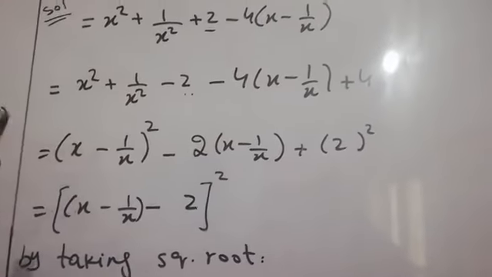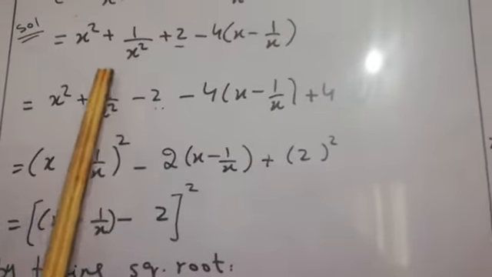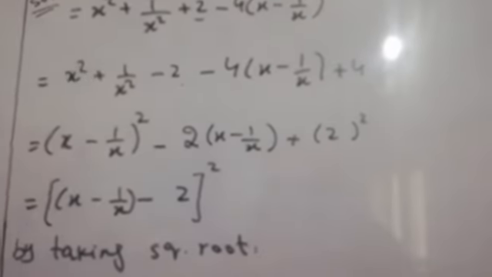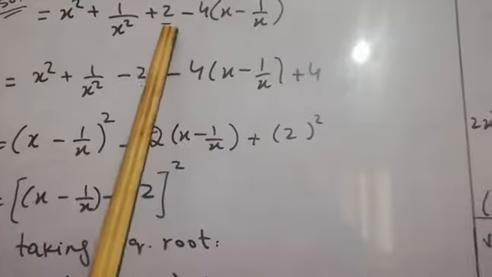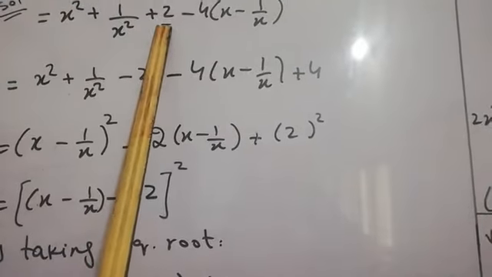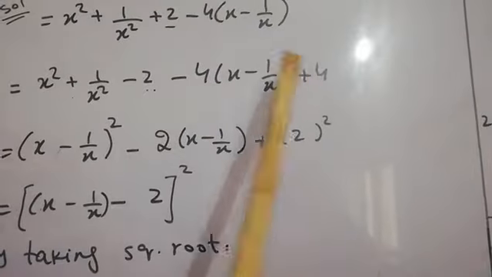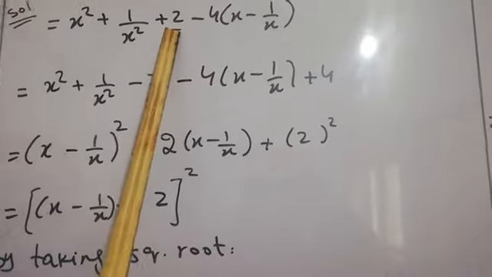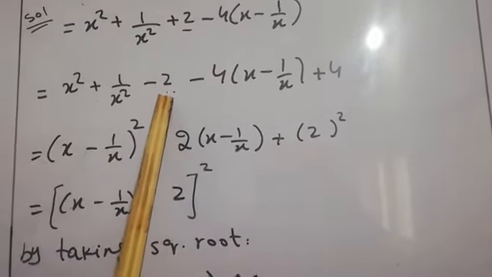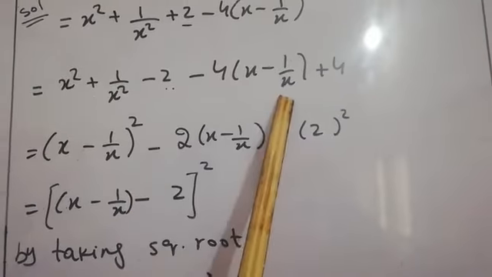Now dear students, we will make this into the form of a formula, but how can we change it? We will split this plus 2 into two values, meaning plus 4 minus 2. Plus 4 minus 2 will be equal to plus 2. But why will we do this? Because we want to make this into the form of a formula.